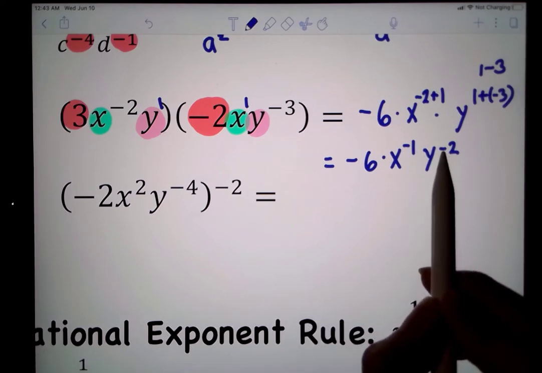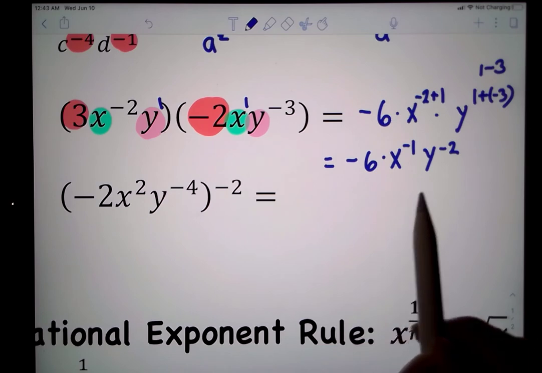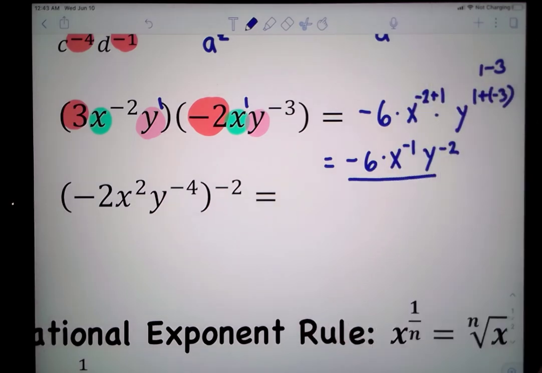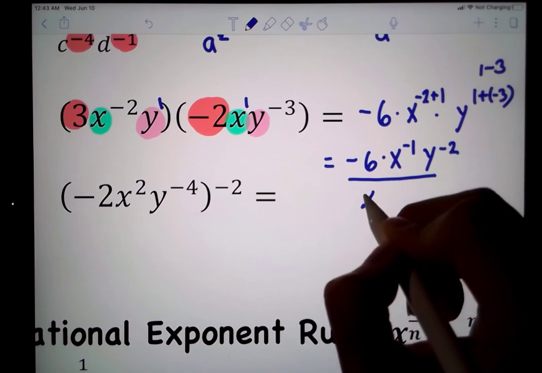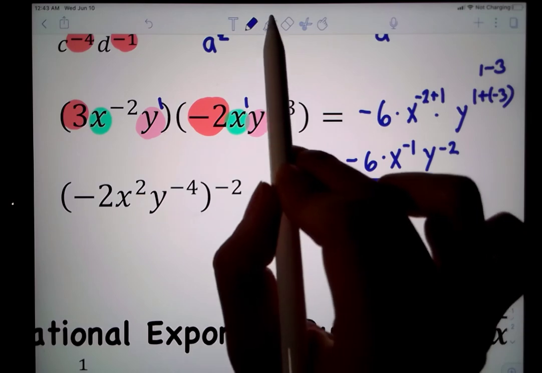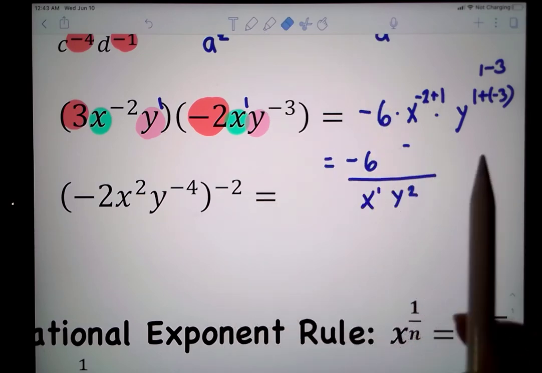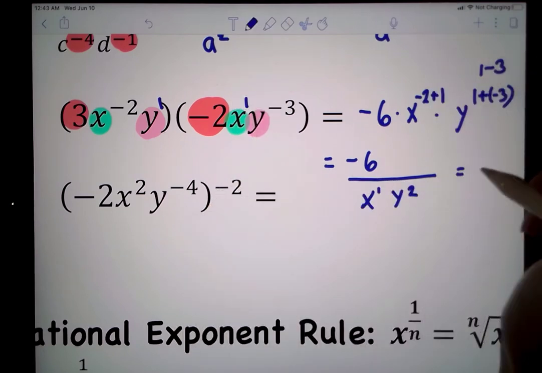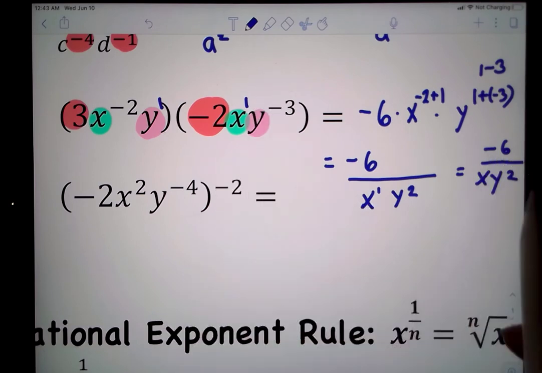And now, do you see negative powers, right? Negative 1 and negative 2, so we have to put it on the denominator, right? So I'm gonna write a fraction bar, and I'm gonna put it over here, x to the 1, y to the second power, and erase this like that. Let's write it a little bit prettier, xy squared, like this. So that is my final answer.